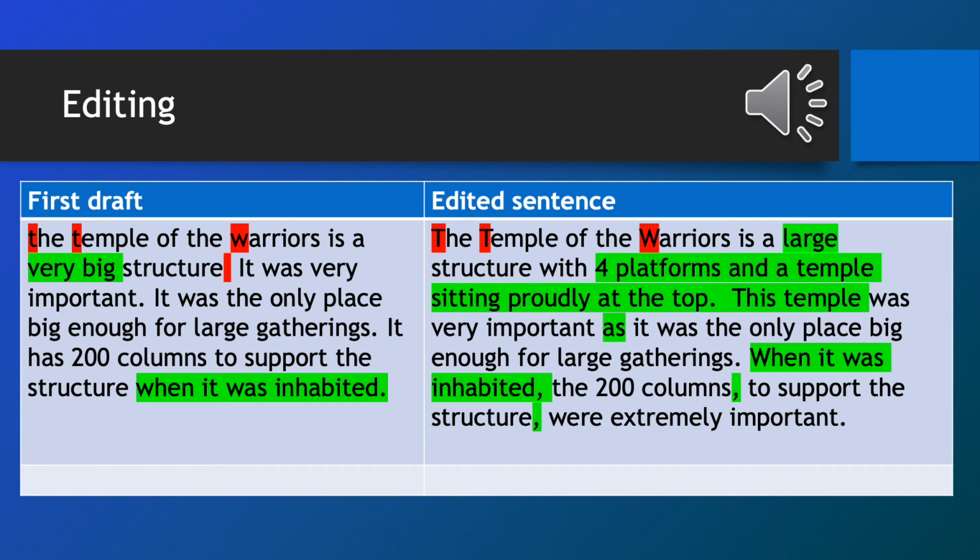In my first draft, those were two separate sentences. I said it was very important. It was the only place big enough for large gatherings. I've joined these two sentences with the conjunction as.